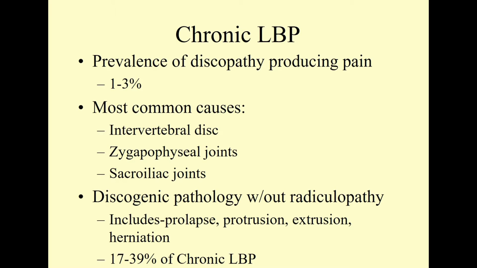Discopathy without radiculopathy. So we could have examples of disc prolapse, simple protrusion, extrusion, or herniation. That accounts for the bigger percentage, somewhere between 17 and 39% of chronic low back pain falls into this category. Why the wide range? Well, multiple different trials have been done, and this attempts to capture the results of several studies. There's no one number that everybody is able to produce.